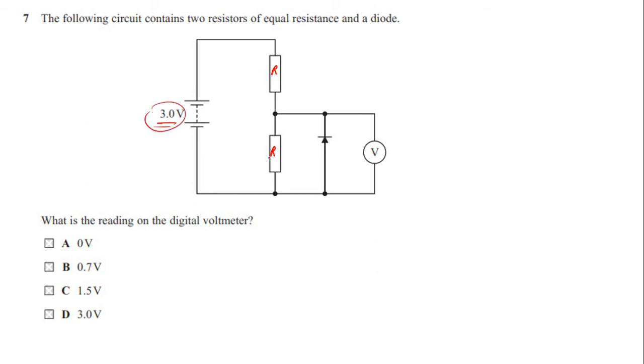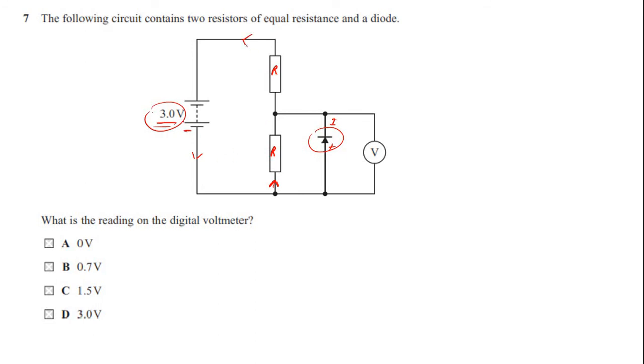We have EMF 3. First, you need to decide the connection of the diode. This is the positive terminal and this one is the negative terminal of the power supply. Clearly, the diode is connected in reverse bias. That means there will be no current passing through the diode, so all the current passes straight through both resistors, and both have the same value.